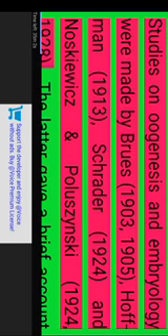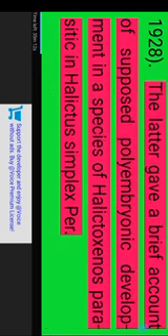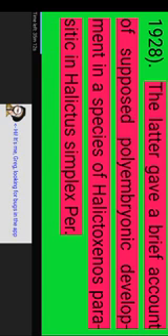Studies on oogenesis and embryology were made by Bruce, 1903, 1905, Hoffman, 1913, Schrader, 1924, and Noskovich and Polishinsky, 1924, 1928. The latter gave a brief account of supposed polyembryonic development in a species of Halictoxenos parasitic in Halictus simplex.